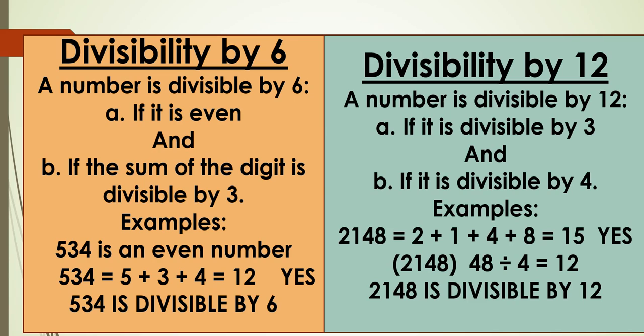The next test is by 12. A number is divisible by 12 if two conditions are fulfilled, if it is divisible by 3 and 4. So for the test of 3 we have to add the digits, that is 15, and for the test of 4 we have to see the last two digits. So both conditions are fulfilled, so we can say that 2148 is divisible by 12.